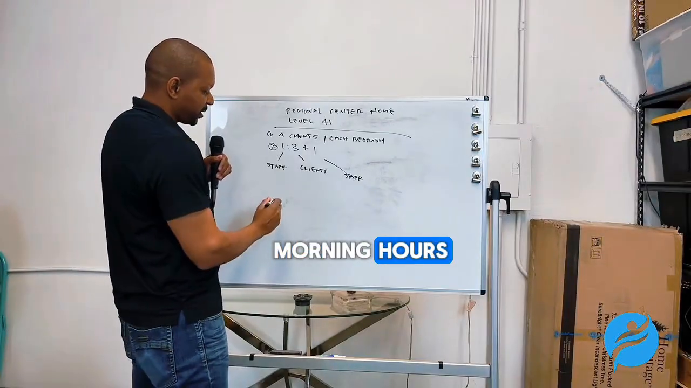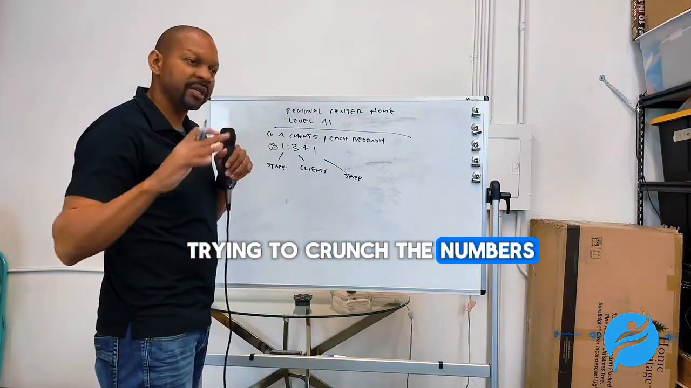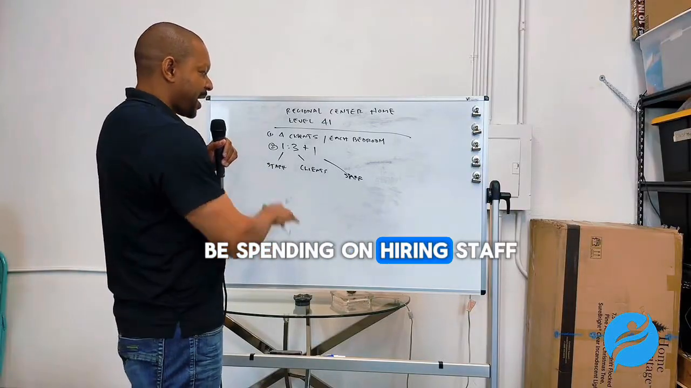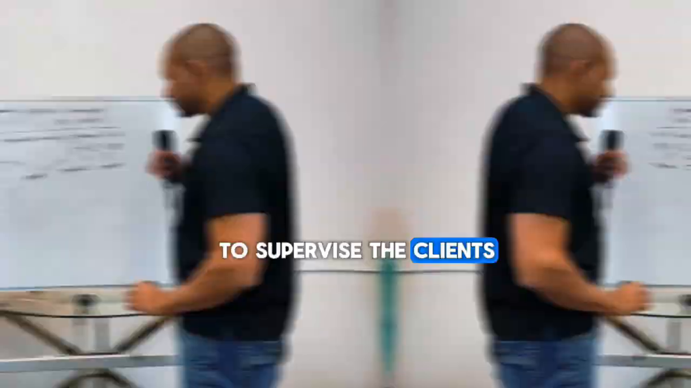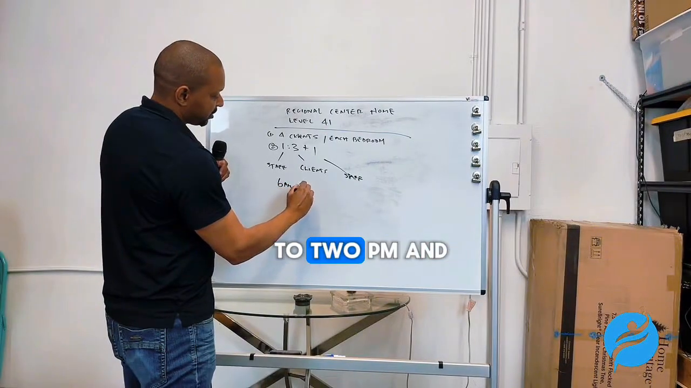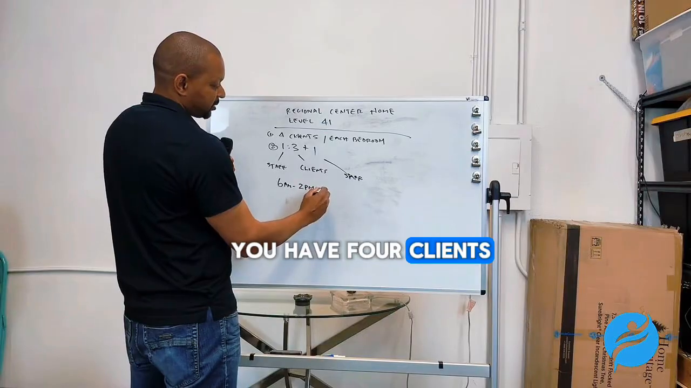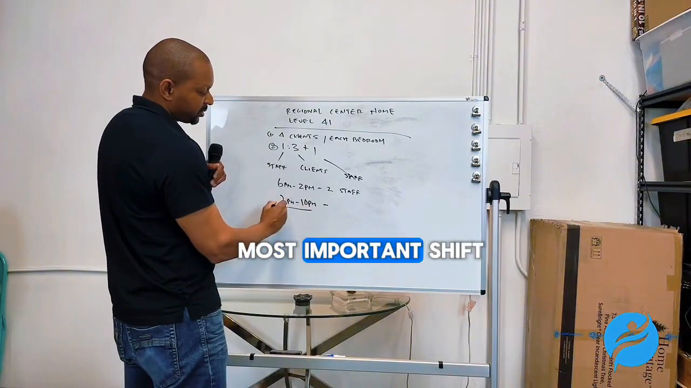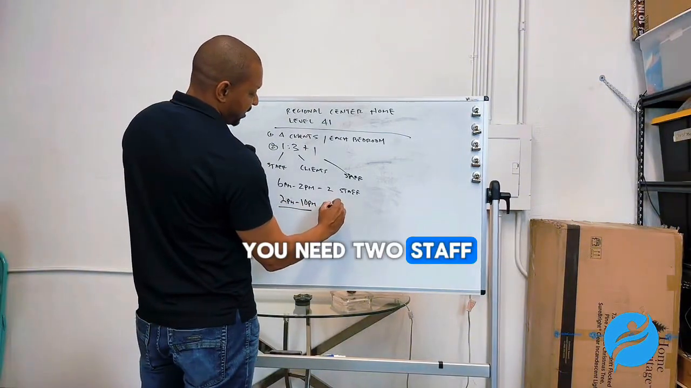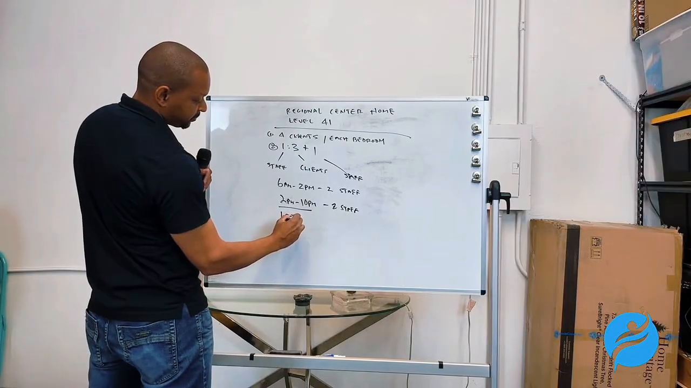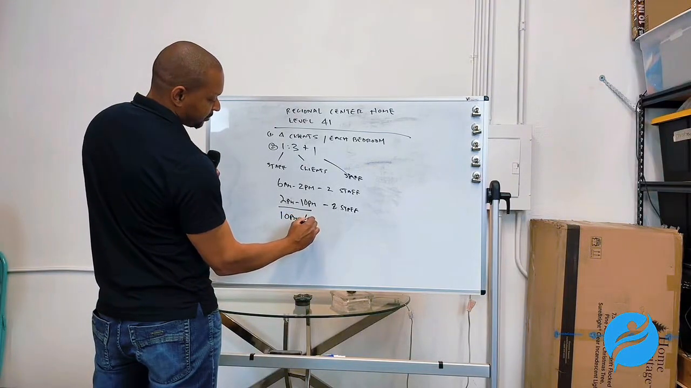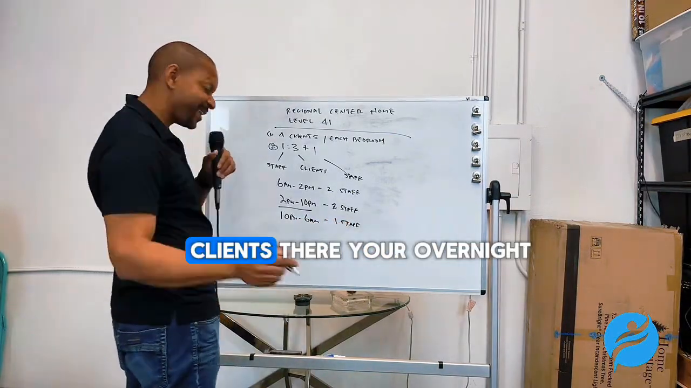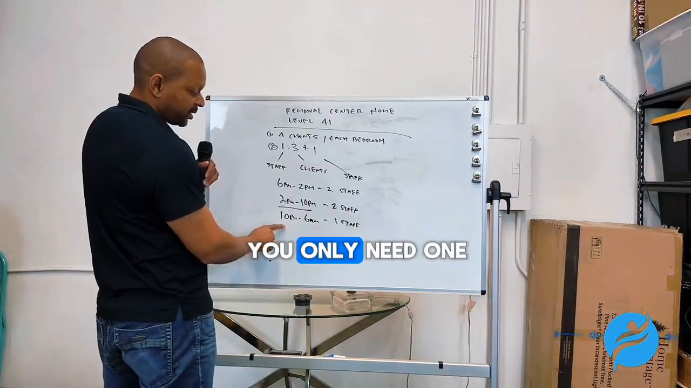During the morning hours, if you guys are trying to crunch the numbers and figure out what you would be spending on hiring staff to supervise the clients, if you run 6 a.m. to 2 p.m. and you have 4 clients, you need 2 staff. 2 p.m. to 10 p.m., this is probably your most important shift. You need 2 staff. Then you have 10 p.m. to 6 a.m. You only need 1 staff, and it doesn't matter if you have 4 clients there. Your overnight, you only need 1 staff.